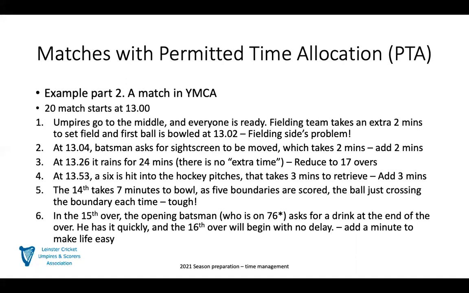So they go out to the middle. Those first 2 minutes are the team's problem, so we don't add anything there. We're then adding 2 minutes for the sight screen to be moved. Okay, they're at 1326, and where are we now? 1350. It rains, and we're reduced to a 17 over match. So 17 overs is 68 minutes, and we've already had 26.